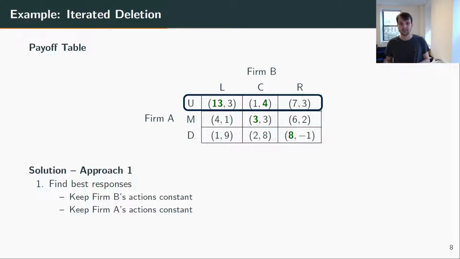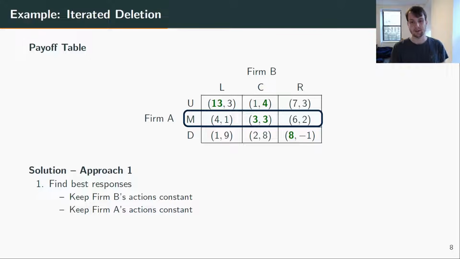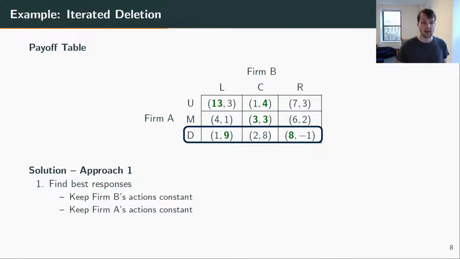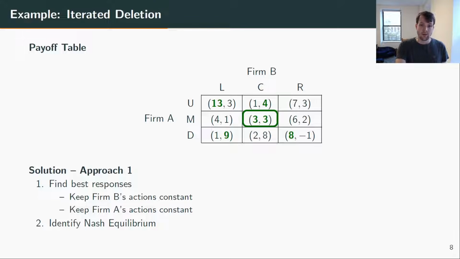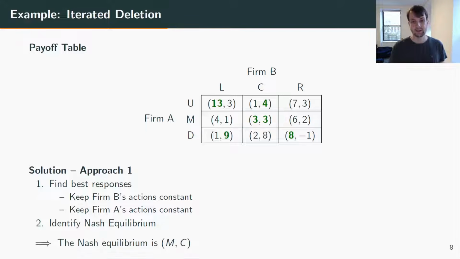Now we're going to keep firm A's actions constant. We're going to say firm A chooses up. Firm B can pick between left, center, and right, which gives 3, 4, and 3 respectively. So center is the best response. We're highlighting the 4. Same for middle, where center is the best response. We're highlighting the 3. And if firm A chooses down, firm B's best response is left, since 9 is greater than 8 and negative 1. The Nash equilibrium here is middle center, as this is where the two best responses coincide.